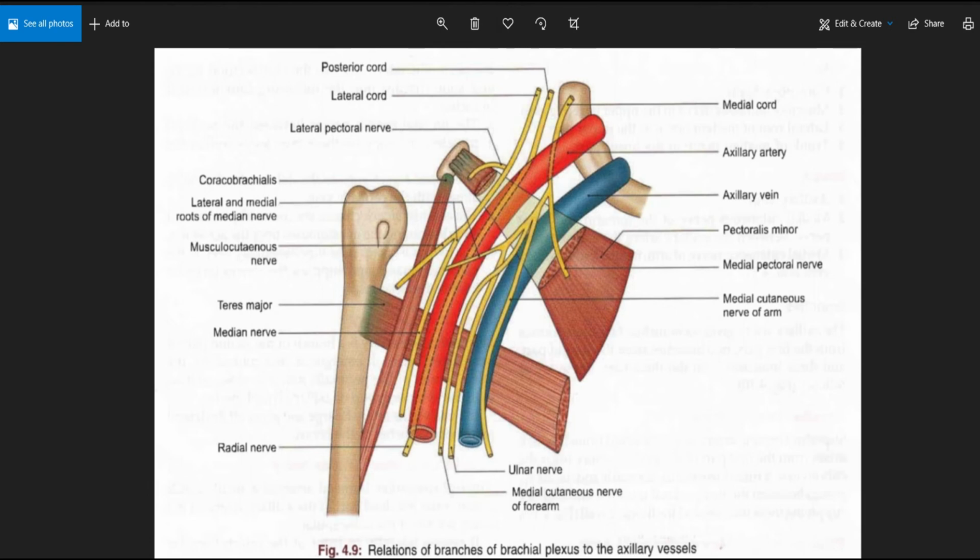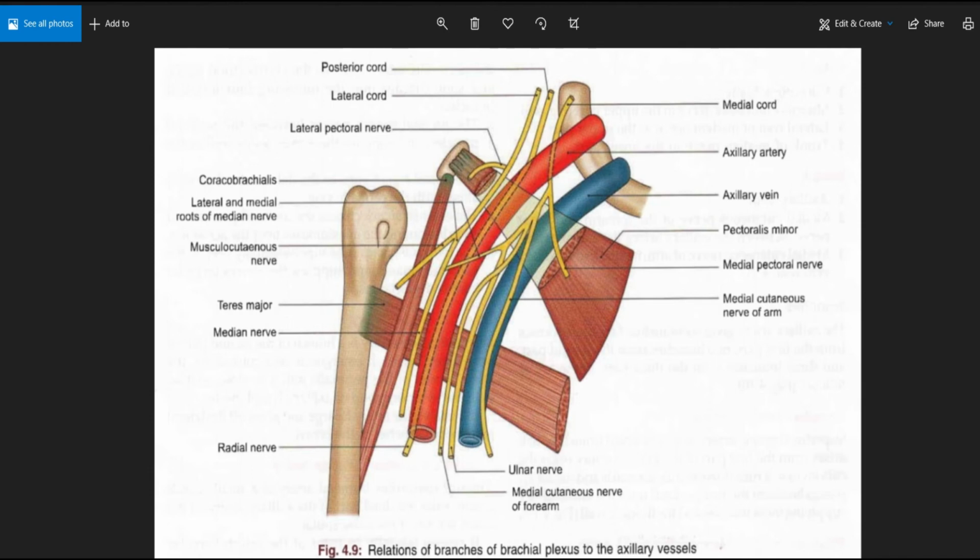Medial chord is the medial relation, posterior chord is the posterior relation, lateral chord is the lateral relation. Do you know why this simplicity actually exists? This is because the chords of the brachial plexus are named in accordance to their relations to the second part of the axillary artery. So this is pretty convenient for us.